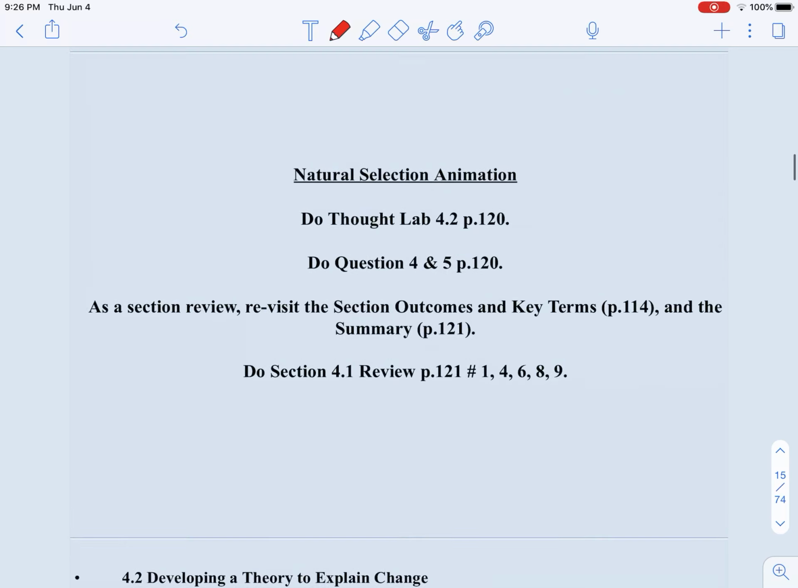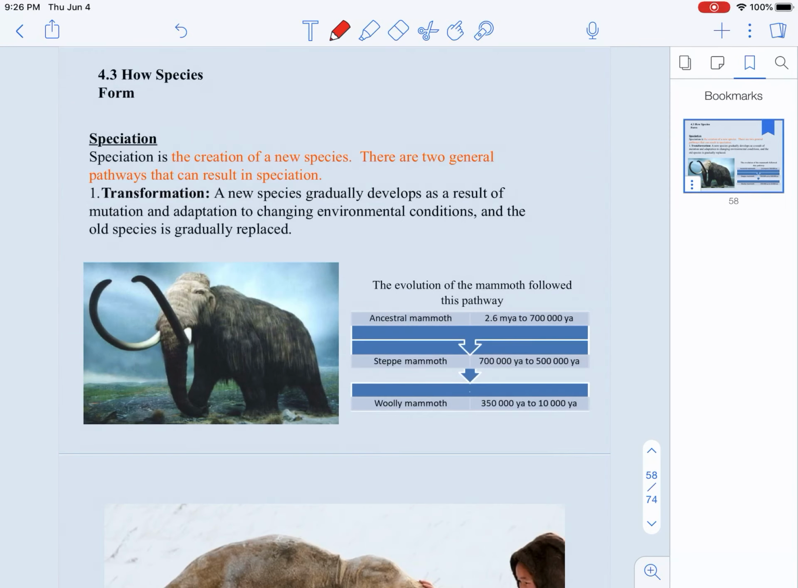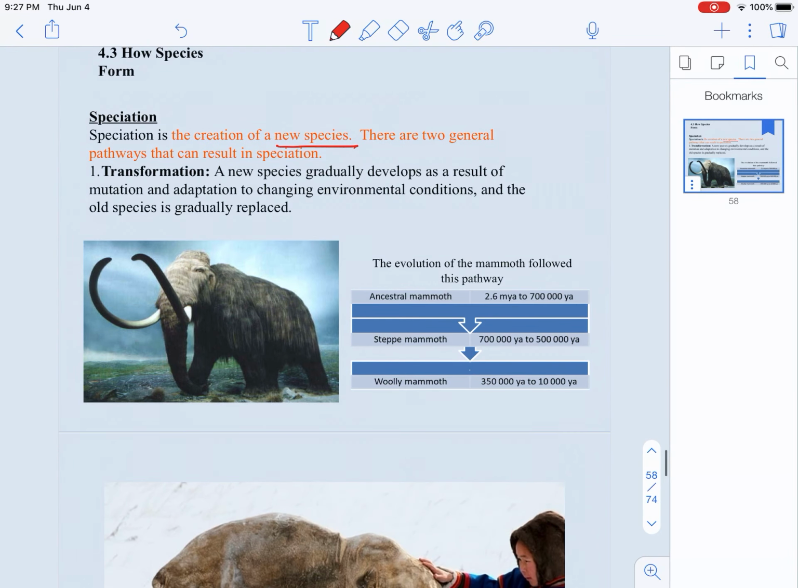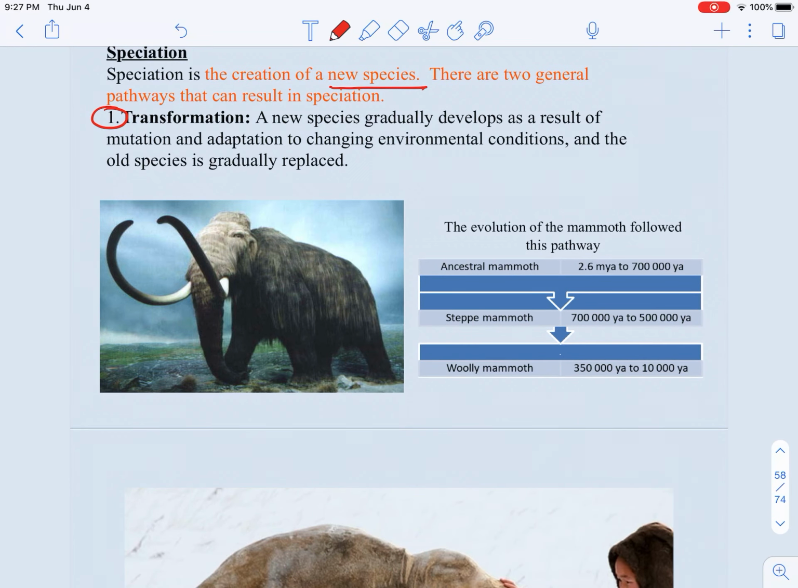If they have a mutation that's helpful, they will be selected for and survive and reproduce and have babies. Alrighty. We're going to move on to 4.3, and a short little thing about how new species form. Speciation is when a new species forms and it can no longer reproduce with the previous species. So there are two pathways that speciation can happen.